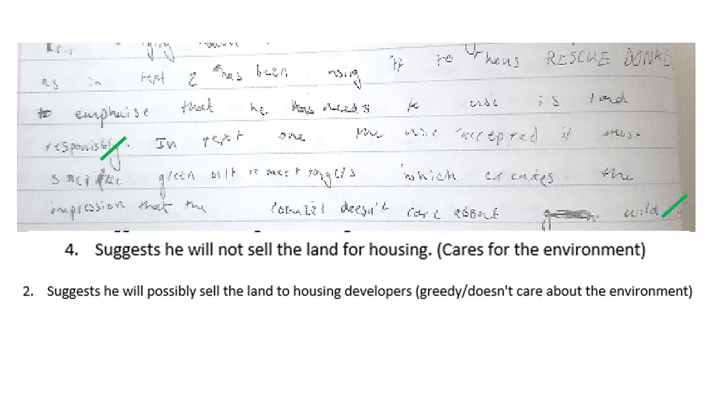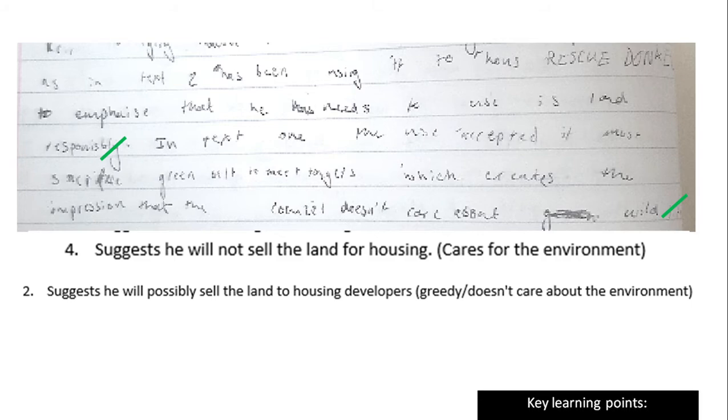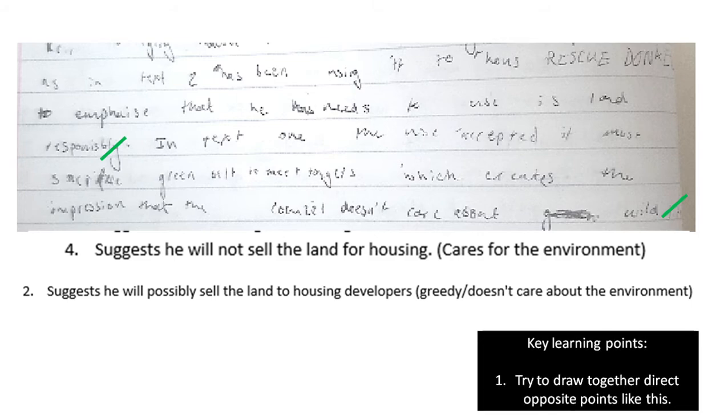Or you could have started with, whilst text 2 says he's been using land responsibly, rescuing donkeys, quotation, comma, text 1 suggests that he uses it irresponsibly, is willing to sacrifice greenbelt, and he doesn't care about the environment. Okay. So what I just wanted to highlight from this is to try to draw together direct opposites like this, because it's really useful, and it just shows you've read the text really well, and you can look at one thing and look at another thing and see that they're making a direct opposite point, which obviously is very useful in life. I don't know, when you try and decide who to vote for and important things like that.